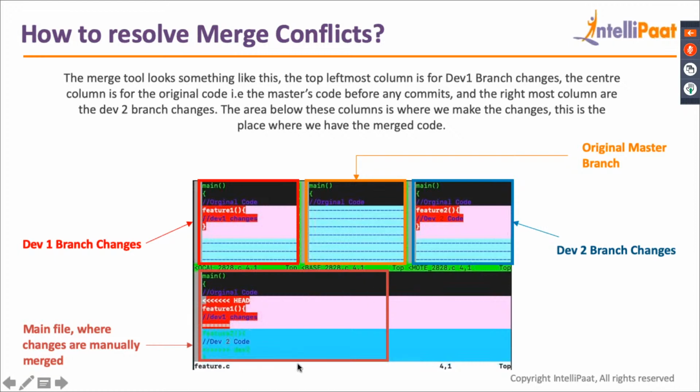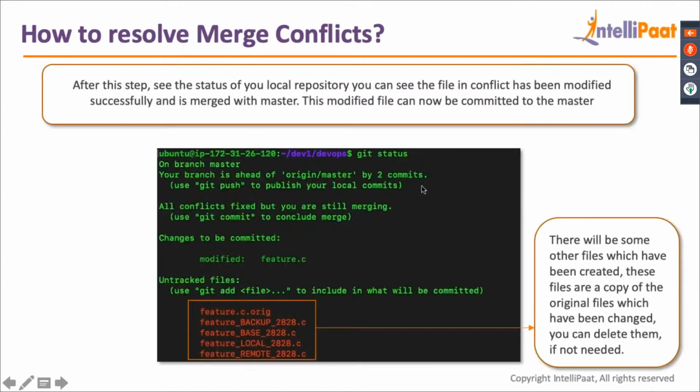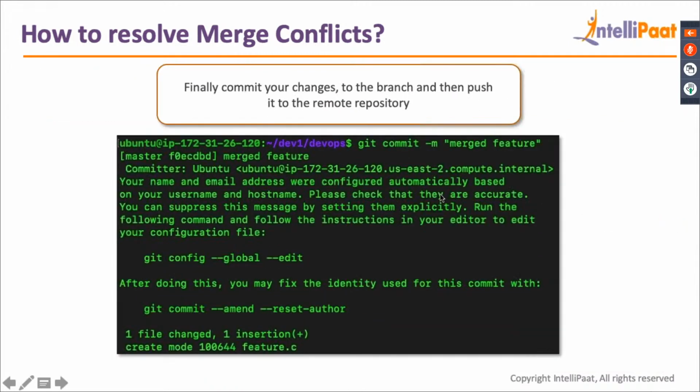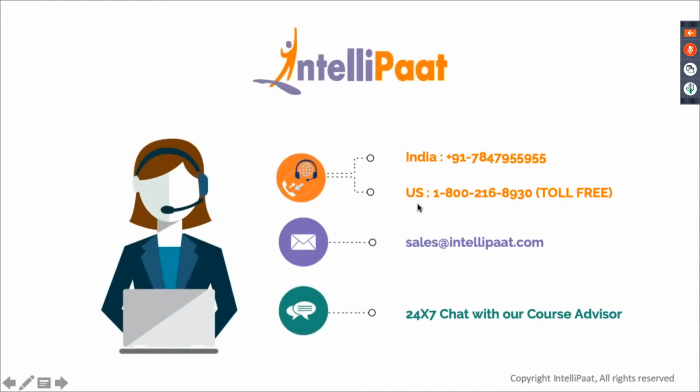And this is the main file where you're making the changes. You make the changes over here, save it, and that's how the merge conflict will be resolved for you. The original file will be saved for you, so in case you want to go back, you can have a look at it. Finally you commit the file, and after committing the file, your merge conflict has been resolved.